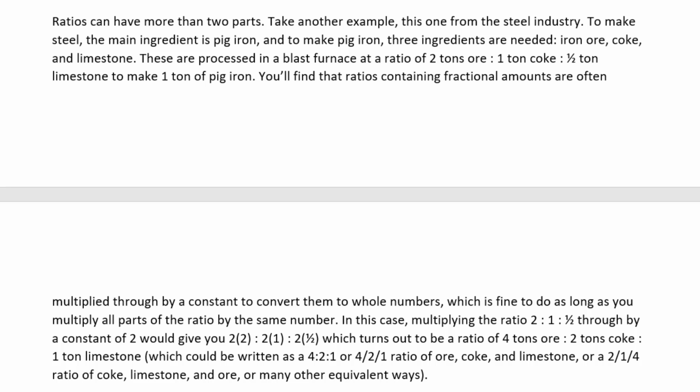Now you'll find that ratios that contain fractional amounts like this one are often multiplied through by a constant to convert them to whole numbers. People like their ratios to be in whole numbers. They don't have to be, but they tend to be expressed this way. And of course, we already know we can multiply a ratio through by a constant as long as we multiply all parts of the ratio by the constant.